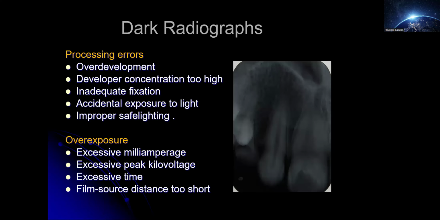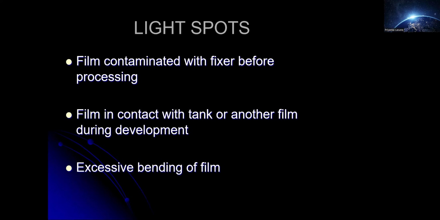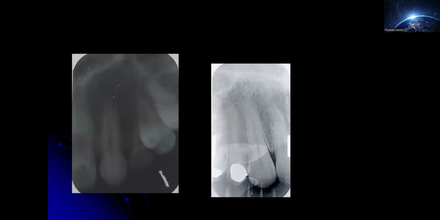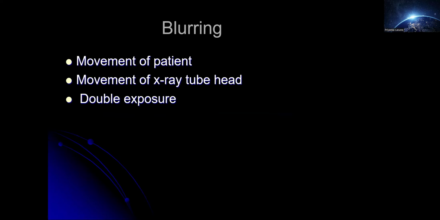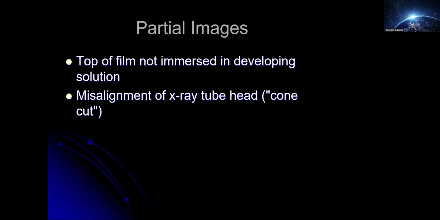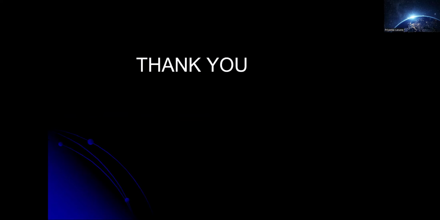Light spot: film contamination with the fixer before processing. Yellow stains could be due to depleted fixer, insufficient washing, or contaminated solution. Blurred image is due to movement of the patient, movement of the tube head, or double exposure. These are my references. Thank you.